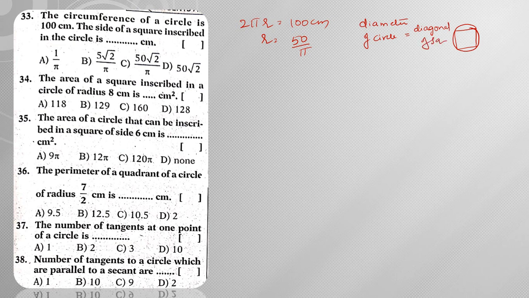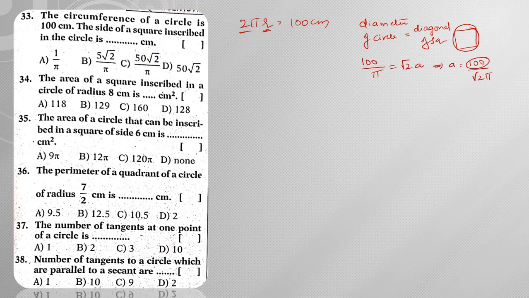So what is the diameter of the circle? The diameter of the circle is nothing but 2r. So 2r I can directly write as 100 by pi. So the diameter of the circle is 100 by pi, which is equal to the diagonal of the square. The diagonal of a square is root 2 times the side. So from this I can write a is equal to 100 by root 2 into pi.